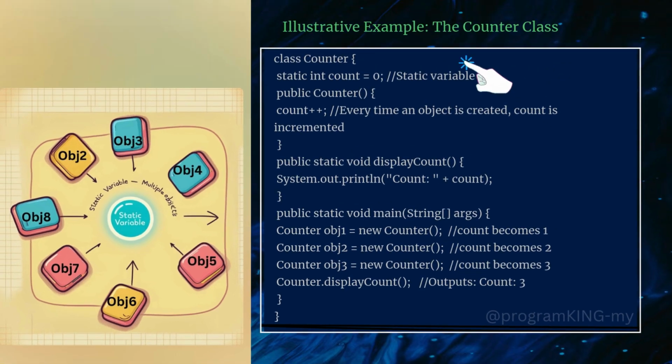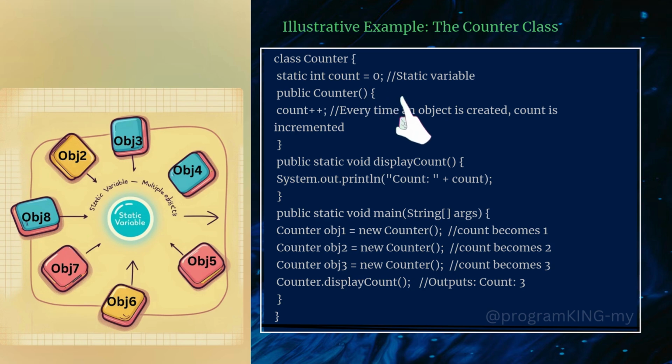Let's take a look at a practical example of how static variables work in Java. Here we have a class called counter with a static variable count. This variable is shared by all instances of the class, meaning each object of counter will update the same count variable, not a separate one for each object. In the constructor, every time a new counter object is created, the count variable is incremented by 1. So, with every object, we're increasing the value of count, which starts at 0.